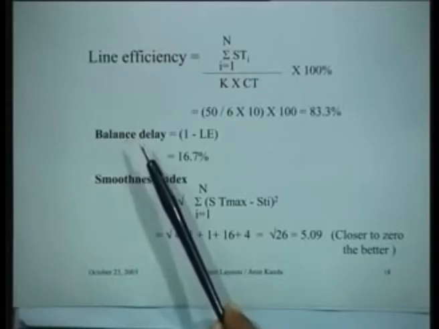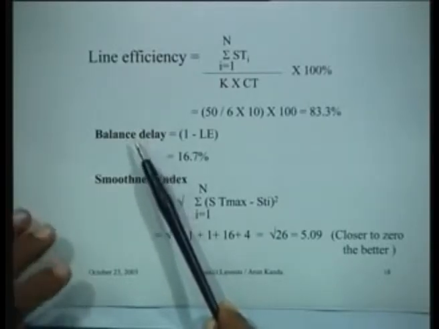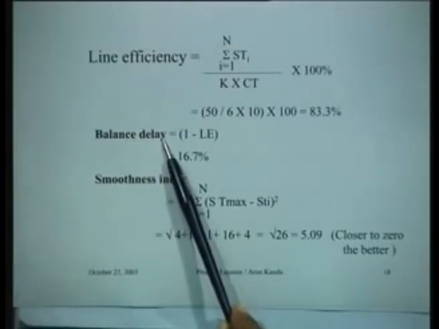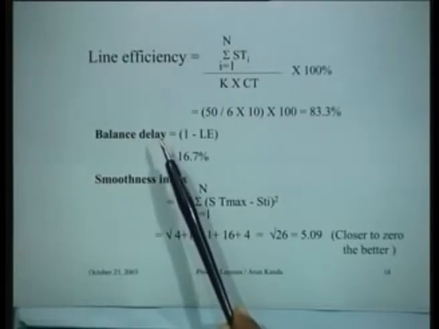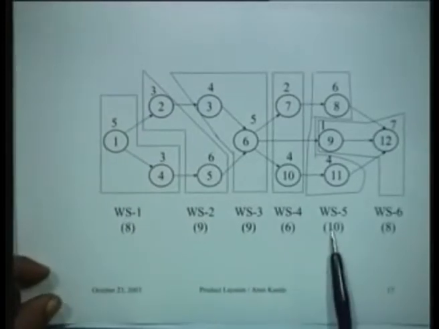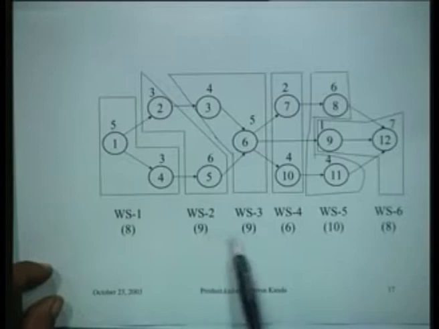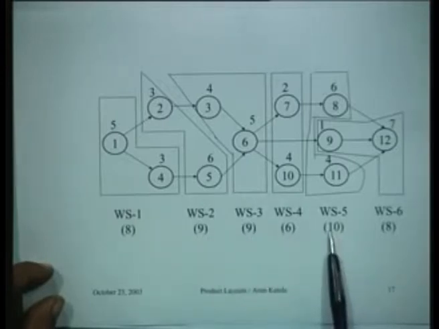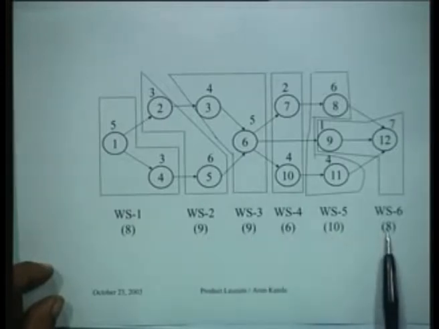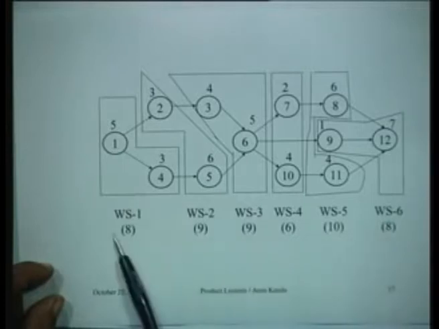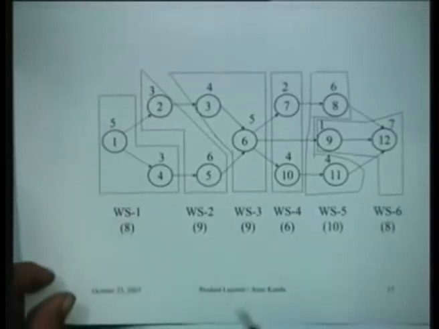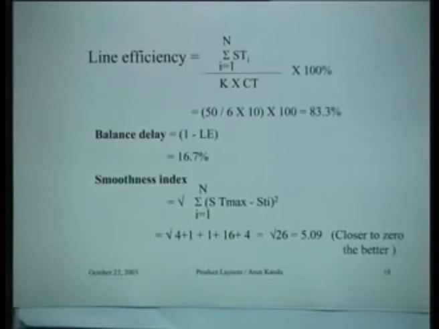1 minus the line efficiency is called balance delay. It's a measure of the inefficiency of the operation really. So it's a measure of the idleness of the different stations. When we talk about idleness, what do you see? Out of the total of 10 minutes, this one is idle for 2 minutes. This is idle for 1 minute, 1 minute, 4 minutes. This is not idle at all, and this one is idle for 2 minutes.